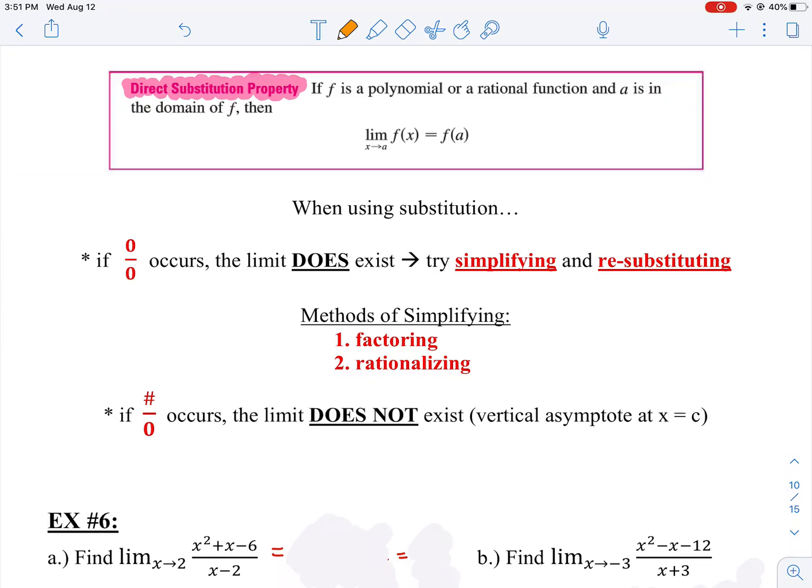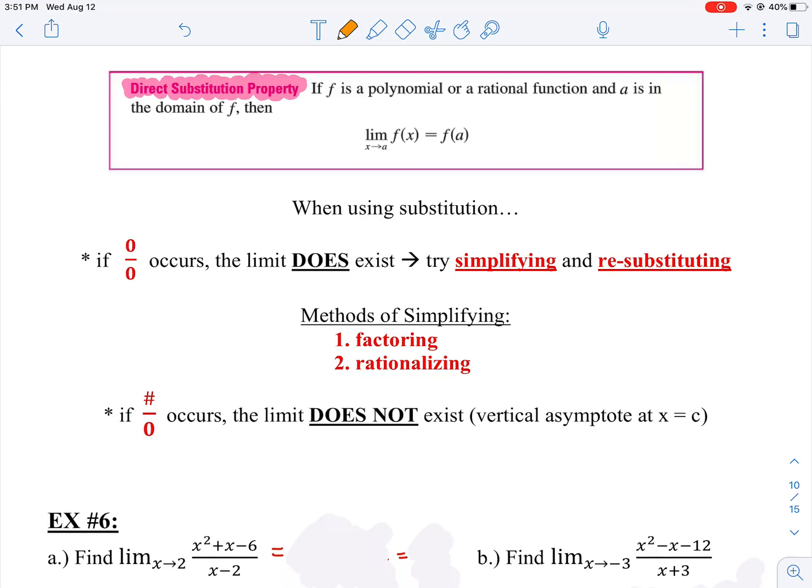Direct substitution. That's what we're going to focus on anytime I ask you to do a limit problem. If I give you a limit problem and I ask you to evaluate the limit without looking at a picture and without doing a table of values, I want you to always start with the direct substitution property.